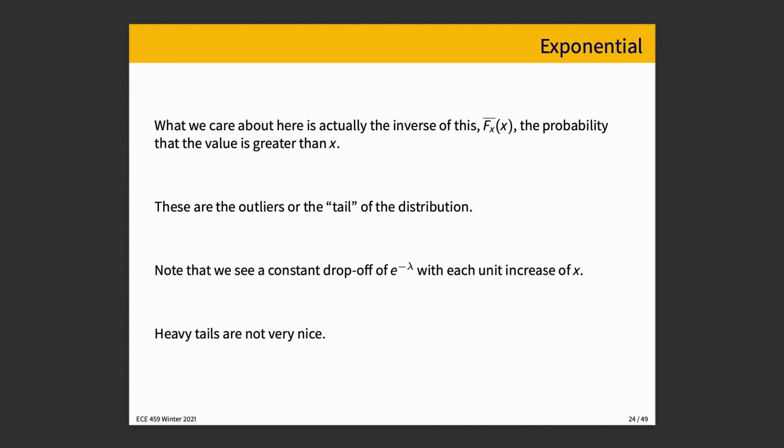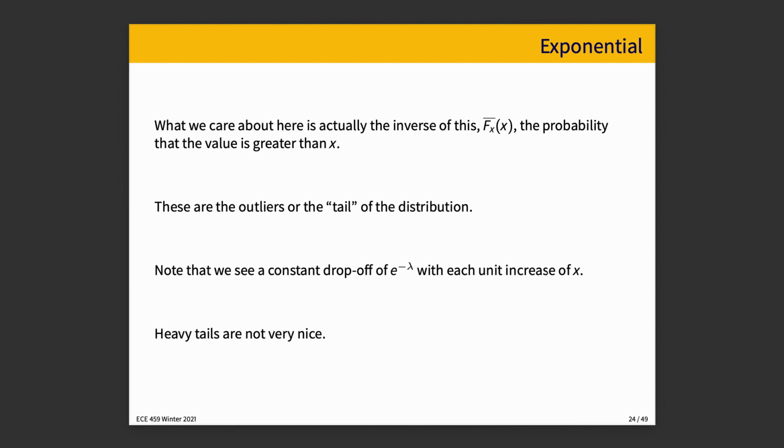And that's usually what we care about is the inverse of this, capital F of x with a bar on it, of x. The probability the job is greater than that. So you might be interested in something like, what is the chance that it takes more than 5 minutes to execute this query? Right? Those are the outliers. Those are the tail of the distribution.